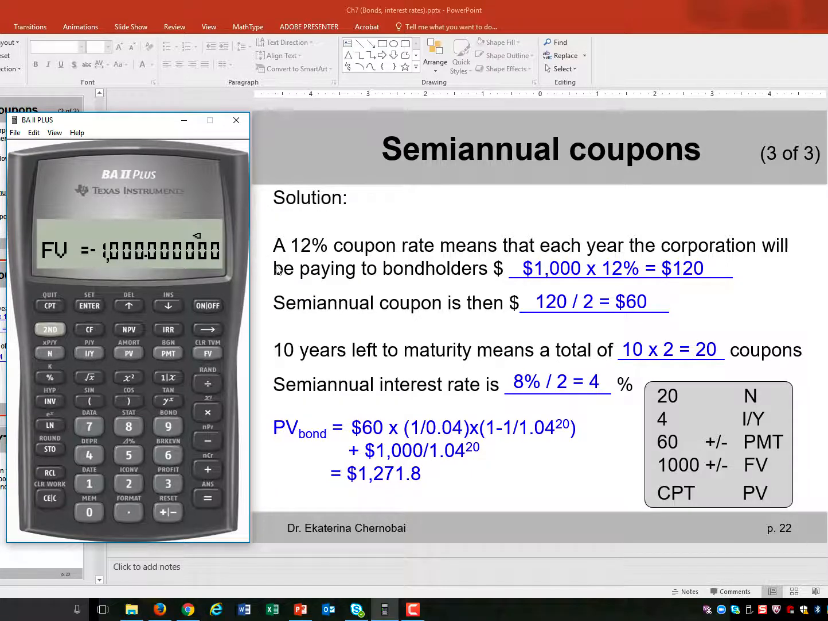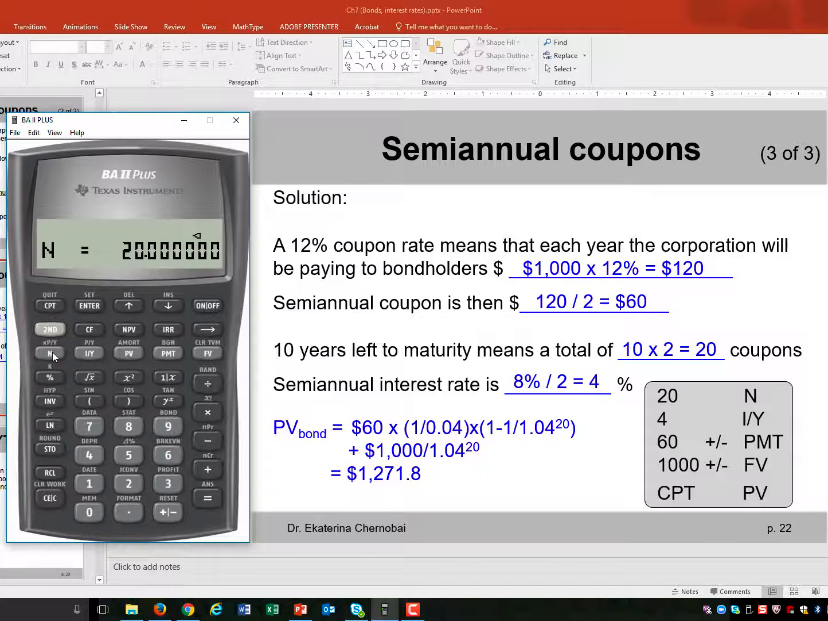The same sign should be used for the coupon payment. What is our coupon payment? Every half a year it's $60. So you put 60, you change the sign to negative by pressing the plus minus key, and then you save it as your PMT. Then how many of those recurring coupons will there be? A total of 20 coupons. You use that for N, 20 N.